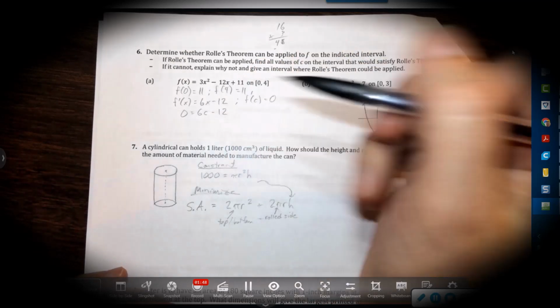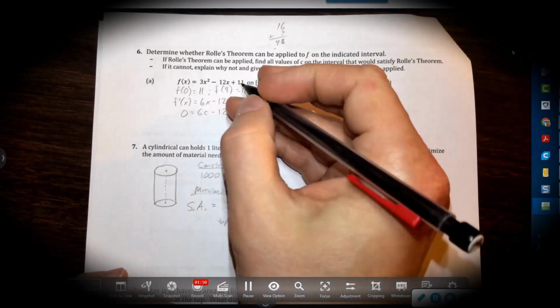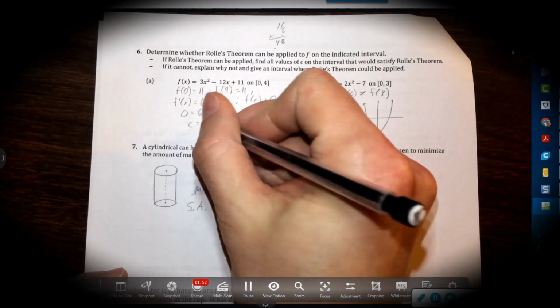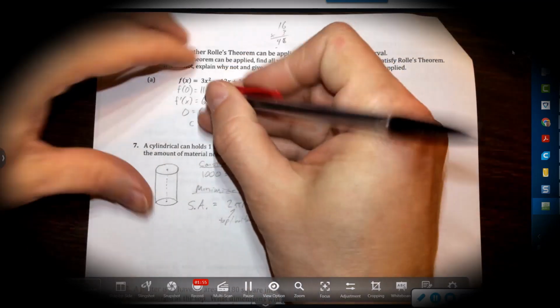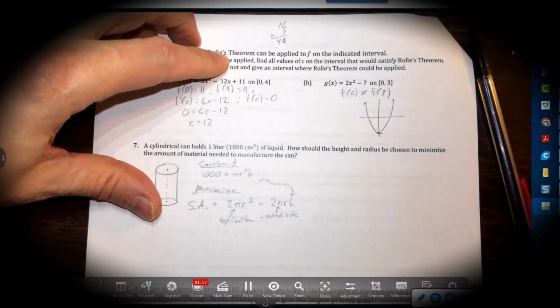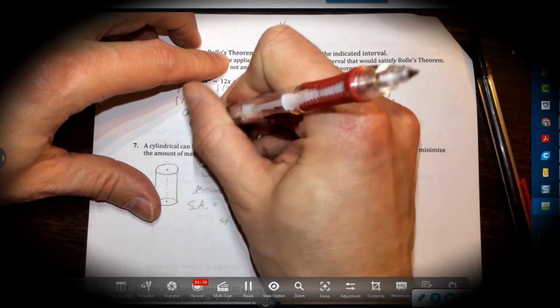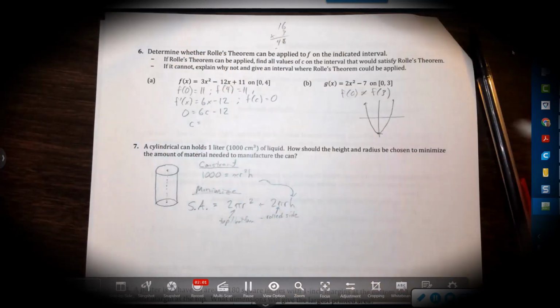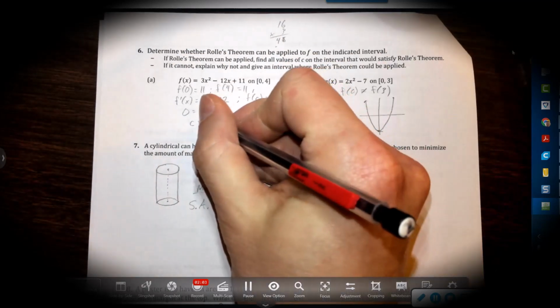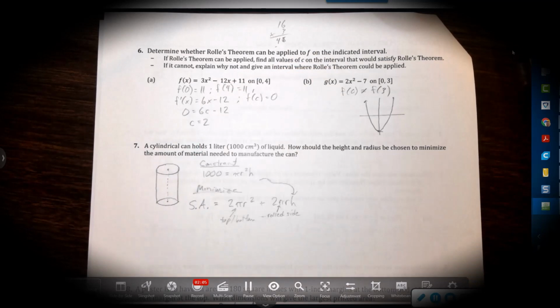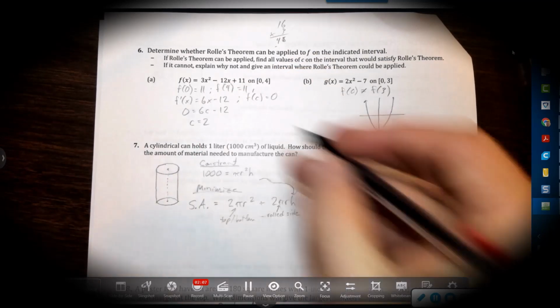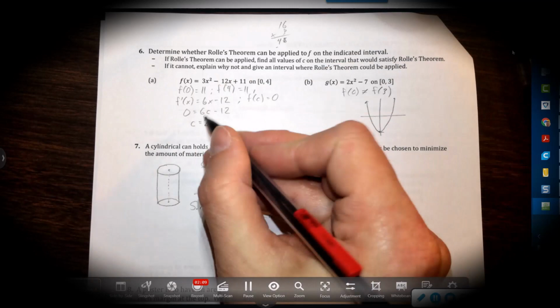So if you left it x, it's okay. You can just set it equal to 0. But this is basically saying that c is 2. I'm sorry, 12. Wait a minute. I said the wrong thing, wrote the right thing. Or is it the other way? I don't know. But either way, c is 2, and that's the value c.